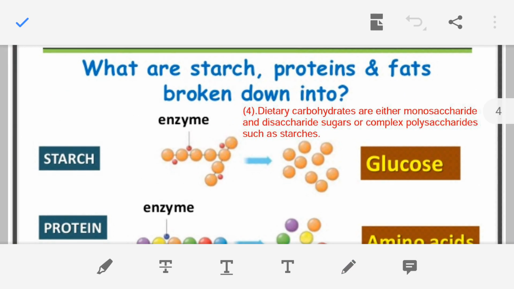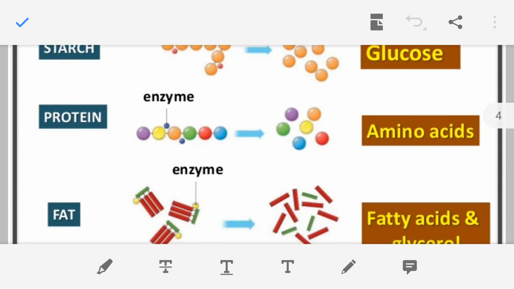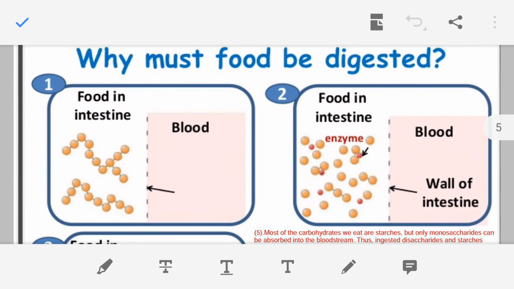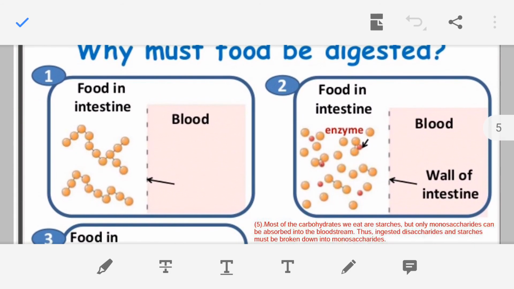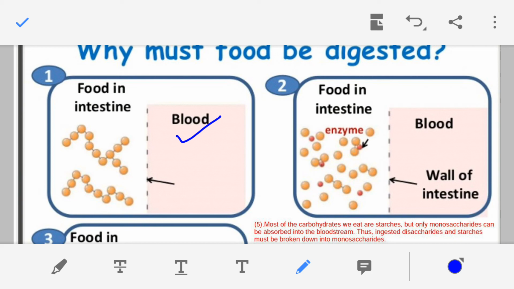Here in this figure, for example, this is the blood, and with the dotted line the partition is shown, and here the food in the intestine is shown. Once the food molecules dissolve in the water of the saliva, the enzymes of the digestive tract can act on the food molecules. So now the enzymes have started the chemical digestion.